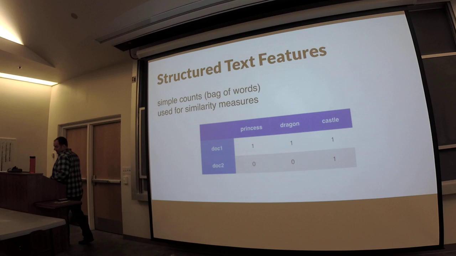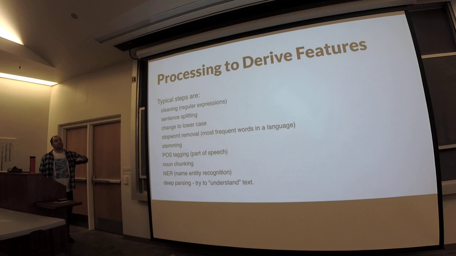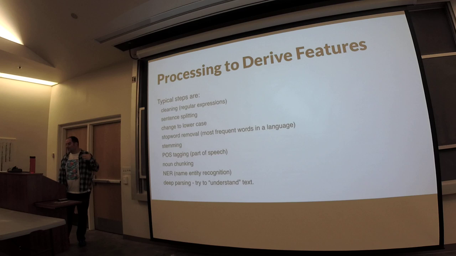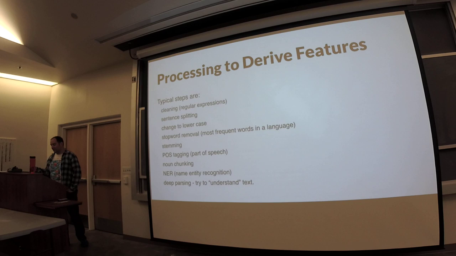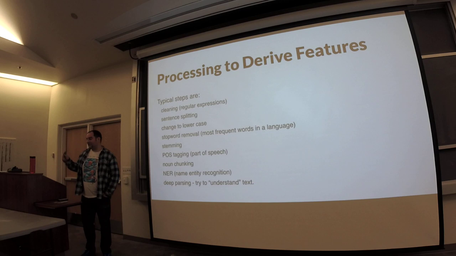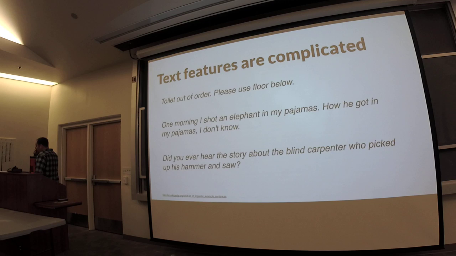There are many, many other steps that you typically do when you want to derive these kinds of features, like cleaning text, using, for example, regular expressions, sentence splitting, changing everything to lowercase, stop word removal, stemming so that you have only the relevant part of the word, part of speech tagging, noun chunking, named entity recognition, deep parsing, meaning trying to really understand the text, and so on. But I'm not going to go into any of those. Just to highlight, and if you're taking an NLP class you're very aware of this: text is tricky, complicated.